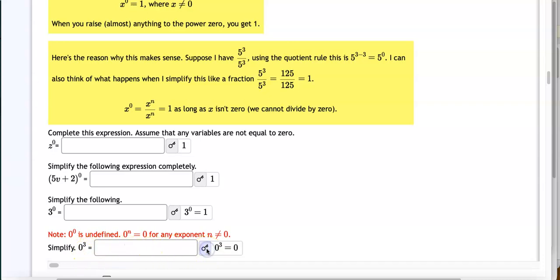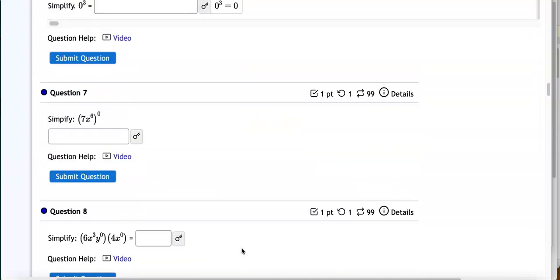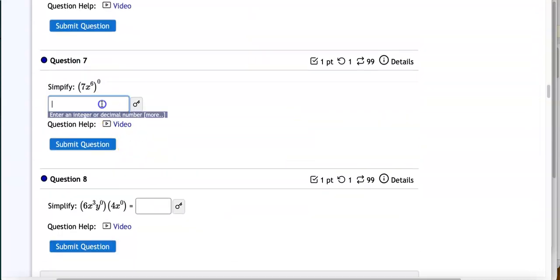So do notice the difference between 3 to the 0 power, which is 1, and 0 to the 3rd power, which is 0. So for this question, we have a parentheses raised to the 0 power, so the answer is simply 1.